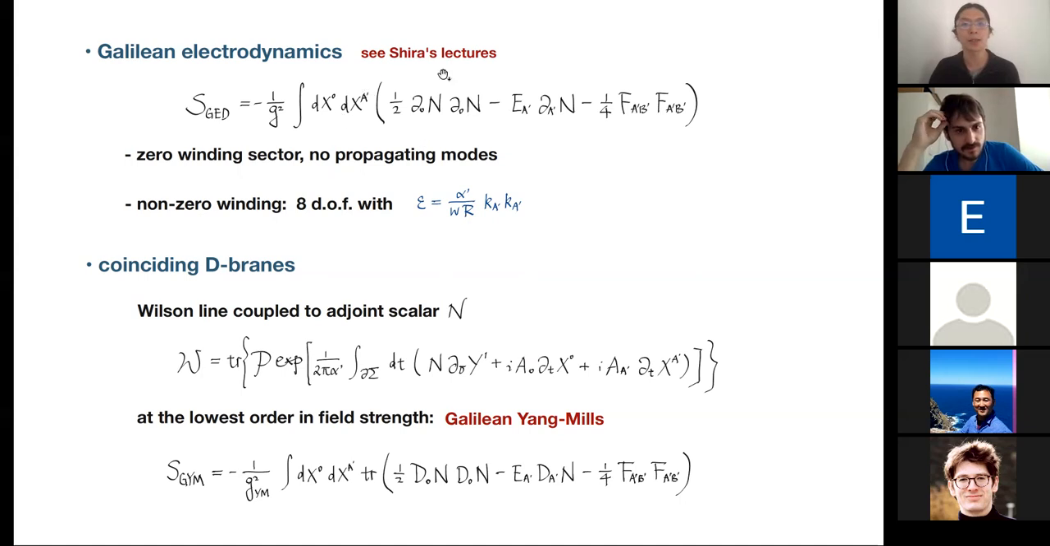And you can directly generalize this to the Yang-Mills case by considering a stack of coinciding D-branes. So in this case, the vertex operator has to be replaced by a Wilson line coupled to some adjoint scalar N. And we have to take this path ordering and then take the trace, but you can again evaluate the BRST conditions on this vertex operator. Well, it's not really a vertex operator anymore. It's more like a Wilson line, I guess. And at the lowest order in the field strength, we'll find this Galilean Yang-Mills theory. That's a direct generalization of Galilean electrodynamics.